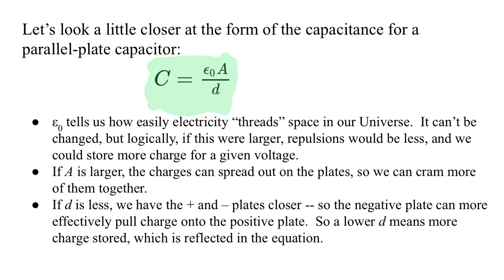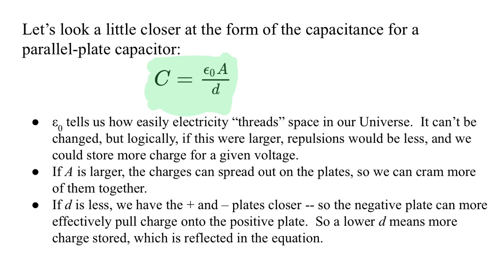So if epsilon naught is larger, repulsions will be less effective, which means that we can store more charge because as we pile them on that plate, they're less effective at pushing new charges off. You can't really change epsilon naught. It's a feature of our universe. It's a fundamental constant. So in one sense, it's silly to talk about that. But it's nice to see how it works there. And we will eventually see that while you can't change epsilon naught, that's just one particular value of something called epsilon. And there are ways we can change the epsilon value. So we'll come back to that in part C of Unit 12.